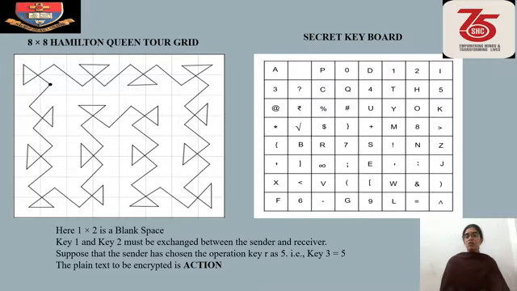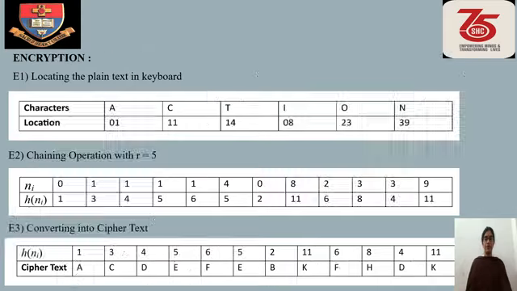In the secret keyboard, the 1x2 is a blank space. There are three keys we'll be using. The first key and the second key will be exchanged between the sender and the receiver. Suppose that the sender has chosen the operation key R as 5, then the key 3 will be 5. We'll be seeing an example for the plain text "action".